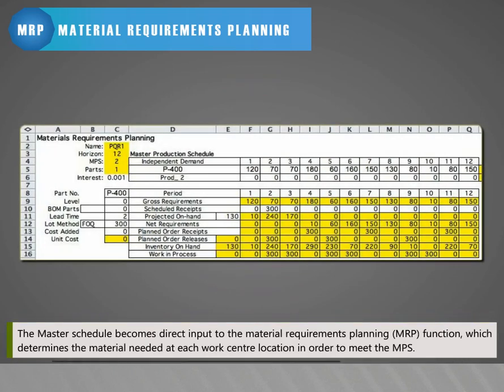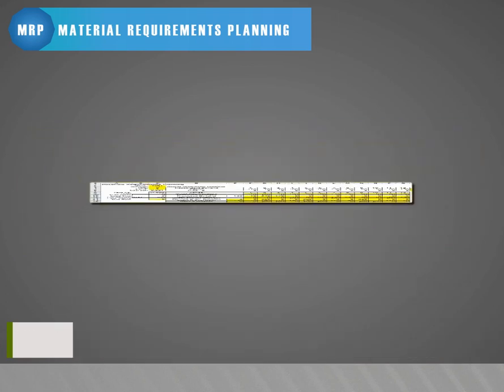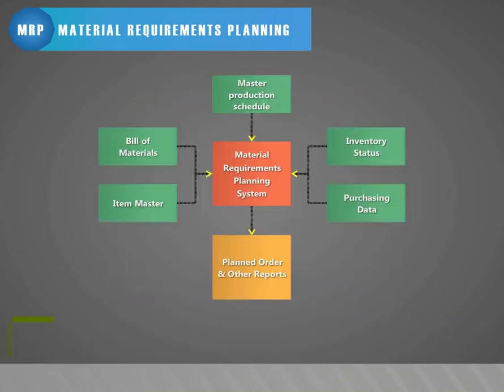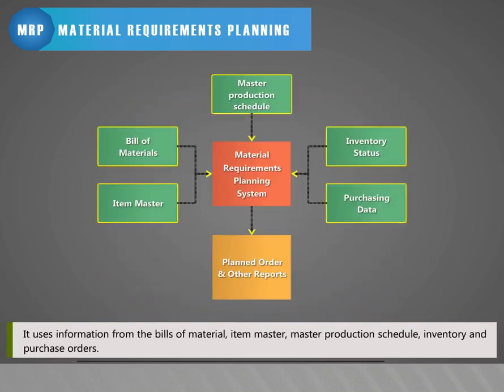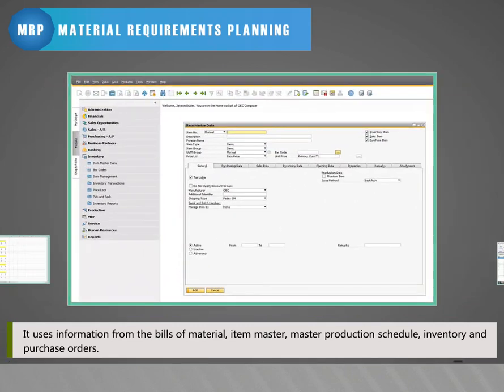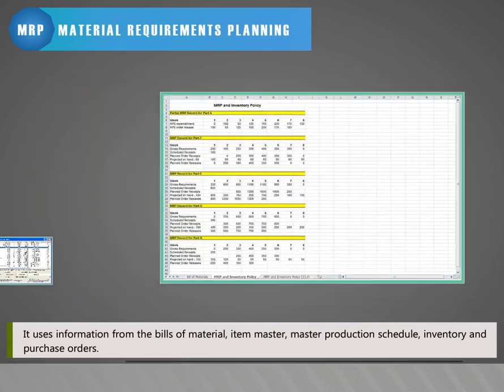The master schedule becomes a direct input to the MRP function, which determines the material needed at each work center location in order to meet the MPS. MRP is the heart of any manufacturing control system. It uses information from the bills of material, item master, master production schedule, inventory, and purchase orders.